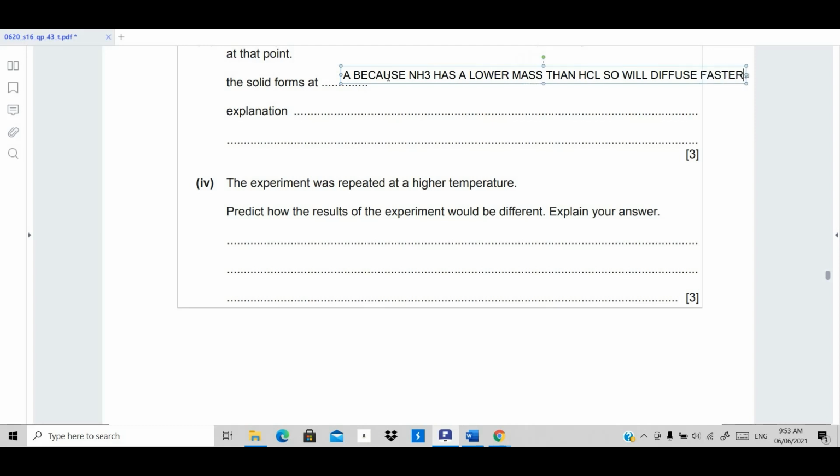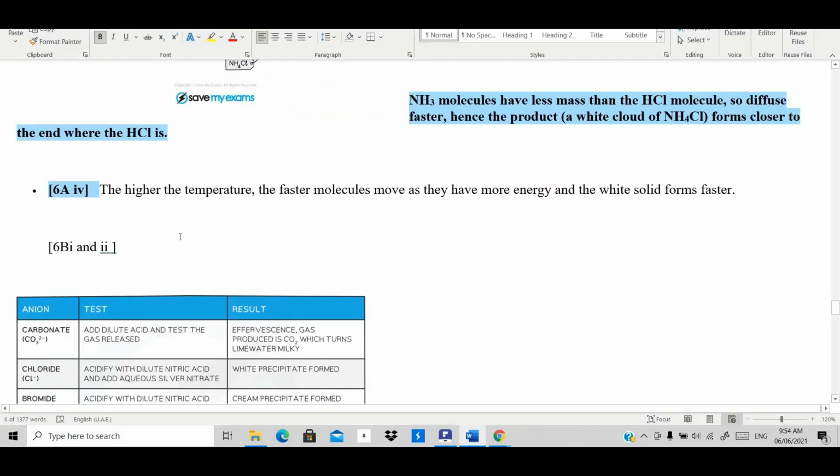The experiment was repeated at high temperature. Predict how the results of the experiment will be different. Explain your answer. Okay, this is a 3 mark question, but the answer is very simple. If you increase the temperature, what happens? The kinetic energy of the molecules will increase as they have more energy. And what happens? The white solid will form faster.